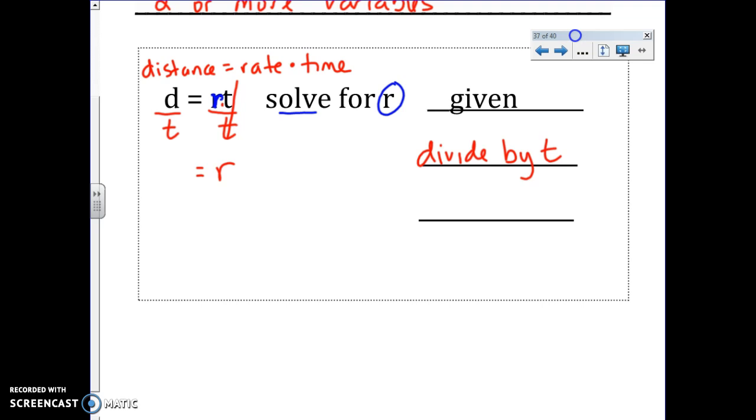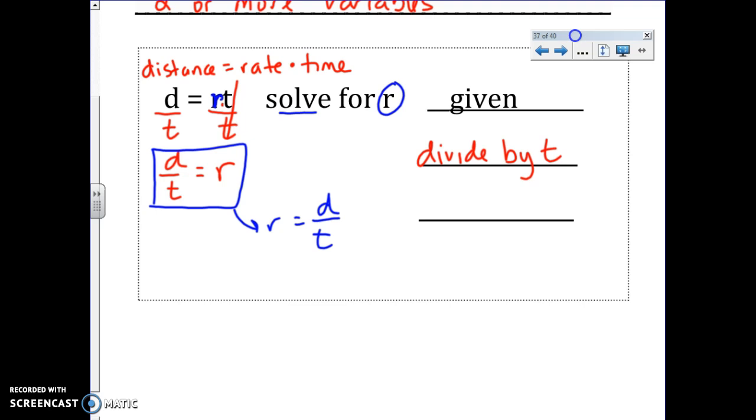Now this is where it might be a little tricky again. What do I do with d over t? I don't know any numbers there. There's nothing I can simplify. So I actually just leave it like that. And this is my new formula. My rate equals distance divided by time. I can also rewrite it to put the variable that we're solving for on the left side, but that's optional.